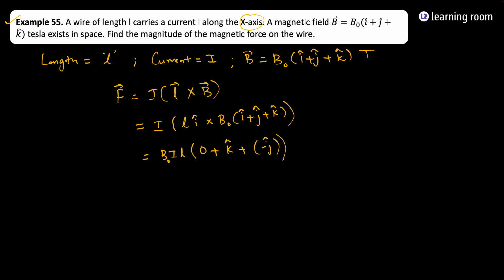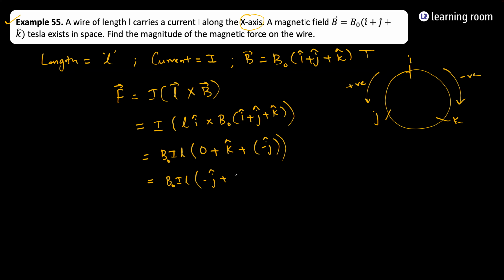If you have a doubt of how these values are to be found, draw a circle, take I, J, K here. Anything in the anti-clockwise direction is positive, and clockwise is negative. Is that point clear? Right. So this will be equal to B naught into I into L into minus J cap plus K cap, which is the value of F vector.